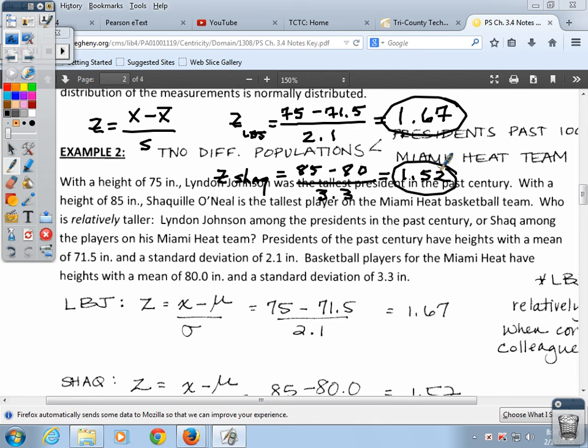All right, so that's why you use z-scores. Z-scores. You compare apples to oranges now.